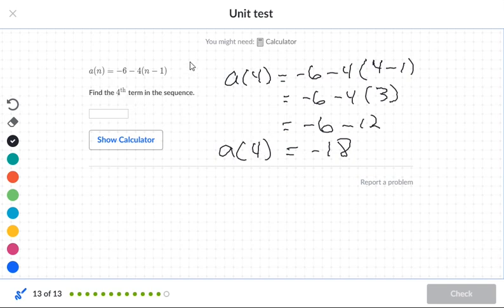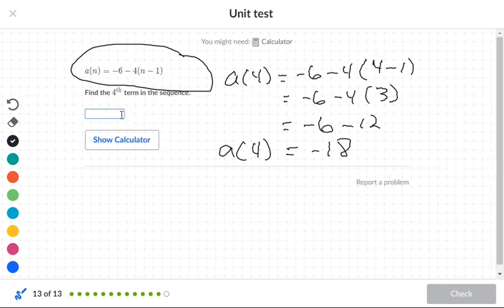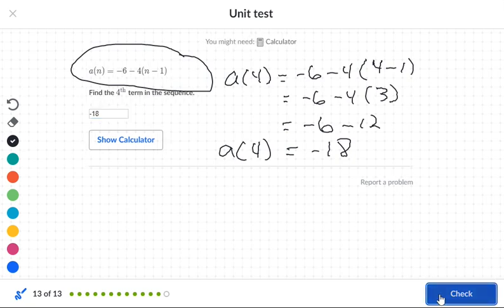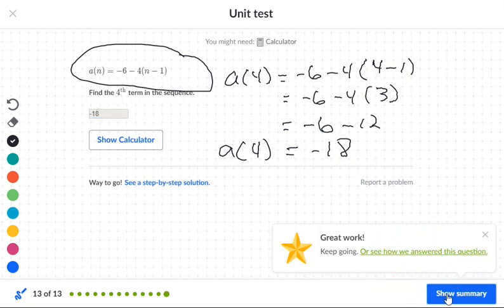So again, you want to use this formula right here. Wherever there's an n, it's going to become a 4. So we're going to say a of 4 is equal to negative 6 minus 4, then we have 4 minus 1. From there that turns to a 3. From here we multiply to get to negative 12. We take negative 6 minus 12 is a negative 18. So negative 18 should be my answer.